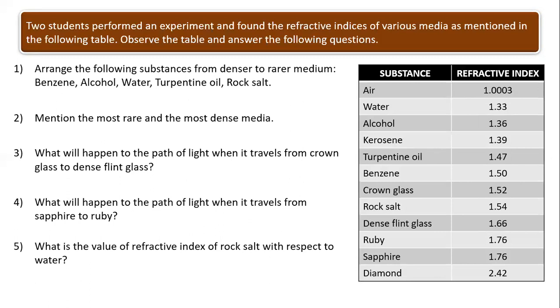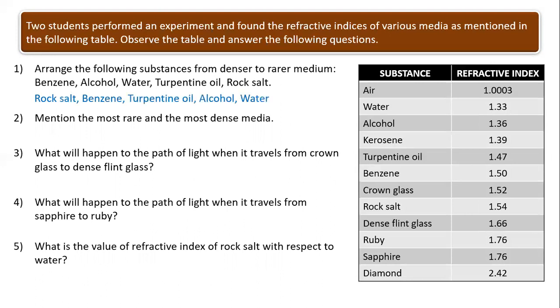Now children, all these 5 questions are only dependent upon one fact, and the fact is, more the refractive index, denser is the medium. Refractive index is more, then the optical density of the medium is more. So as you go down the table, the medium gets denser and denser. So if I have to arrange these 5 substances from denser to rarer, in short, I have to arrange according to the table from below upwards.